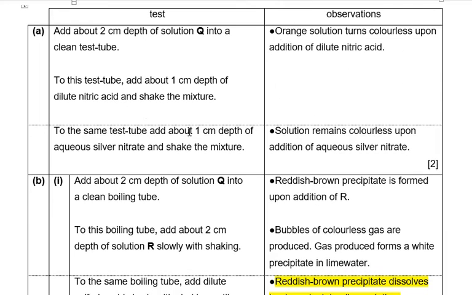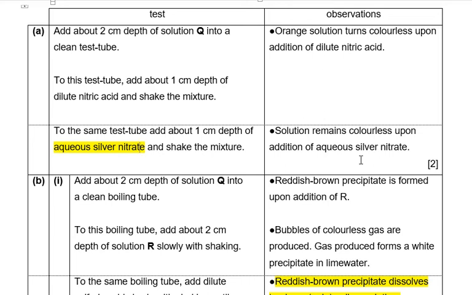Now to this same test tube, you're asked to add about 1 cm cube depth of aqueous silver nitrate. So you need to understand that by adding your aqueous silver nitrate, we are actually testing for your chloride ion or maybe iodide ion. So when this happens, what can you see? When you add this in, the solution will remain colorless. So you can see right over here, orange solution already turned colorless. So from here, I have colorless solution. Colorless solution remains colorless upon the addition of your aqueous silver nitrate. So this is 1 mark.